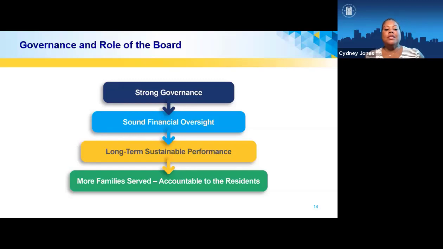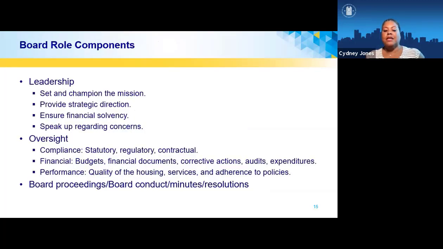It's not enough to only attend monthly board meetings. You also have to dedicate the time and attention that's needed to understand the issues that are faced by the housing authority and contribute thoughtfully to the policy decision-making of the PHA. Let's take a look at the board role components, the next slide.